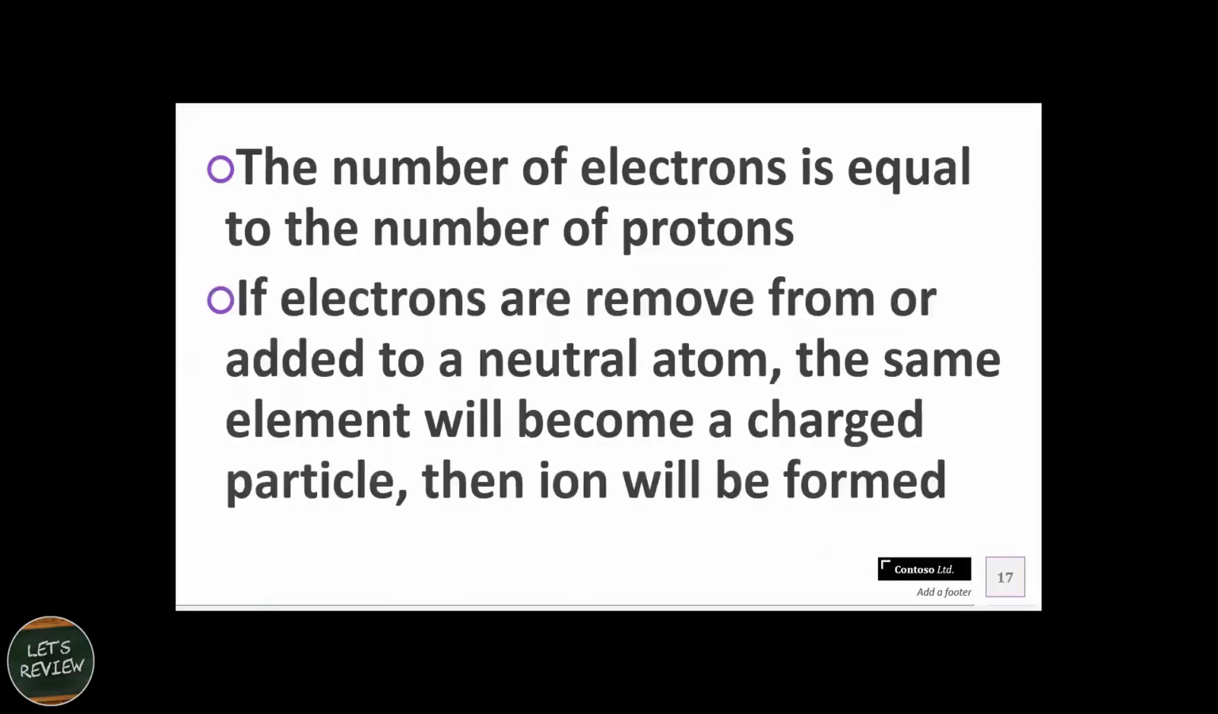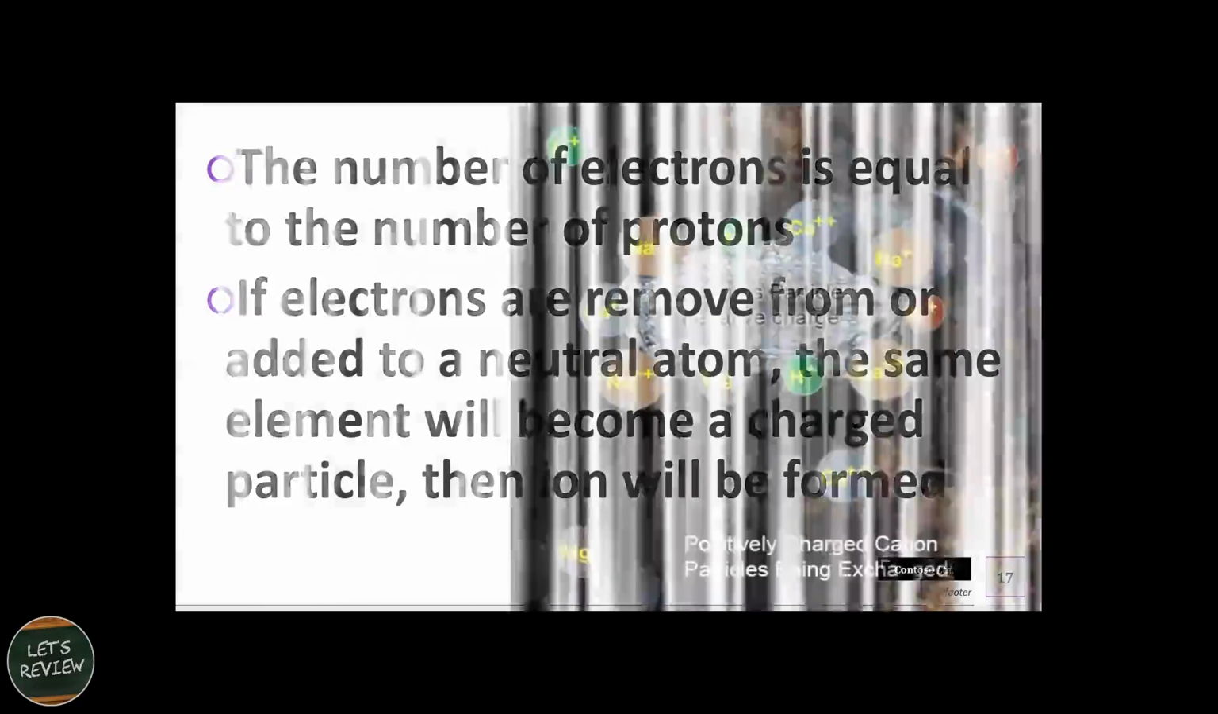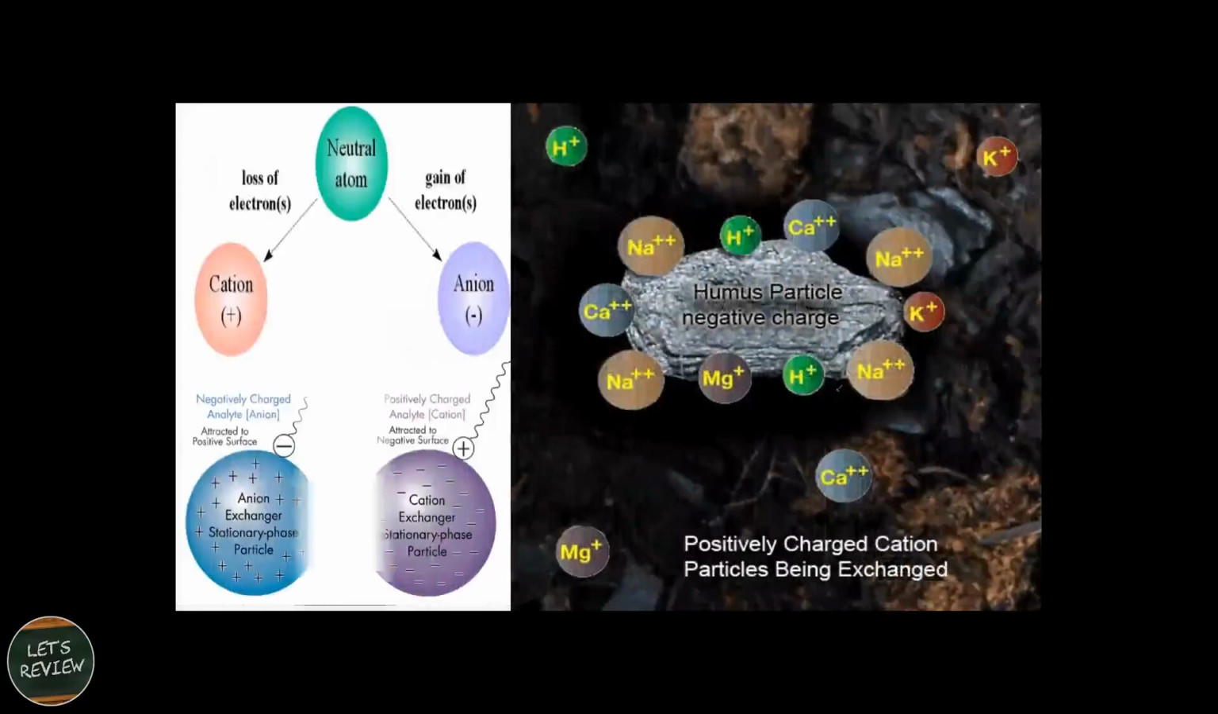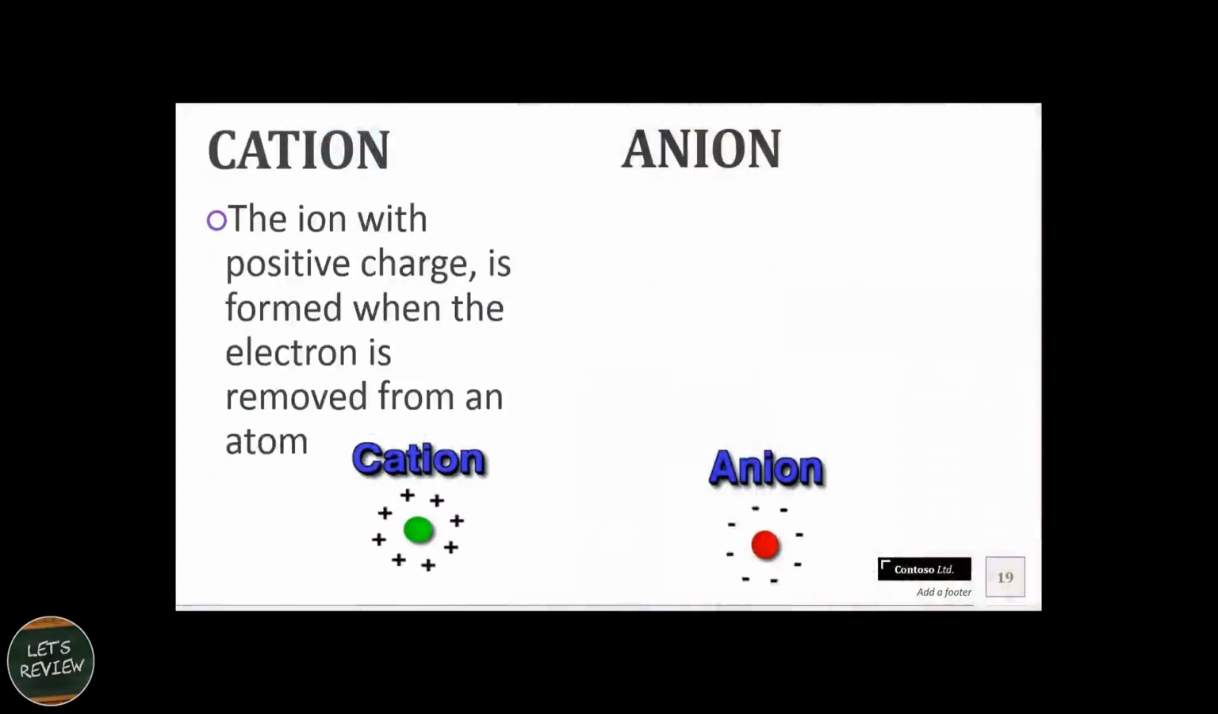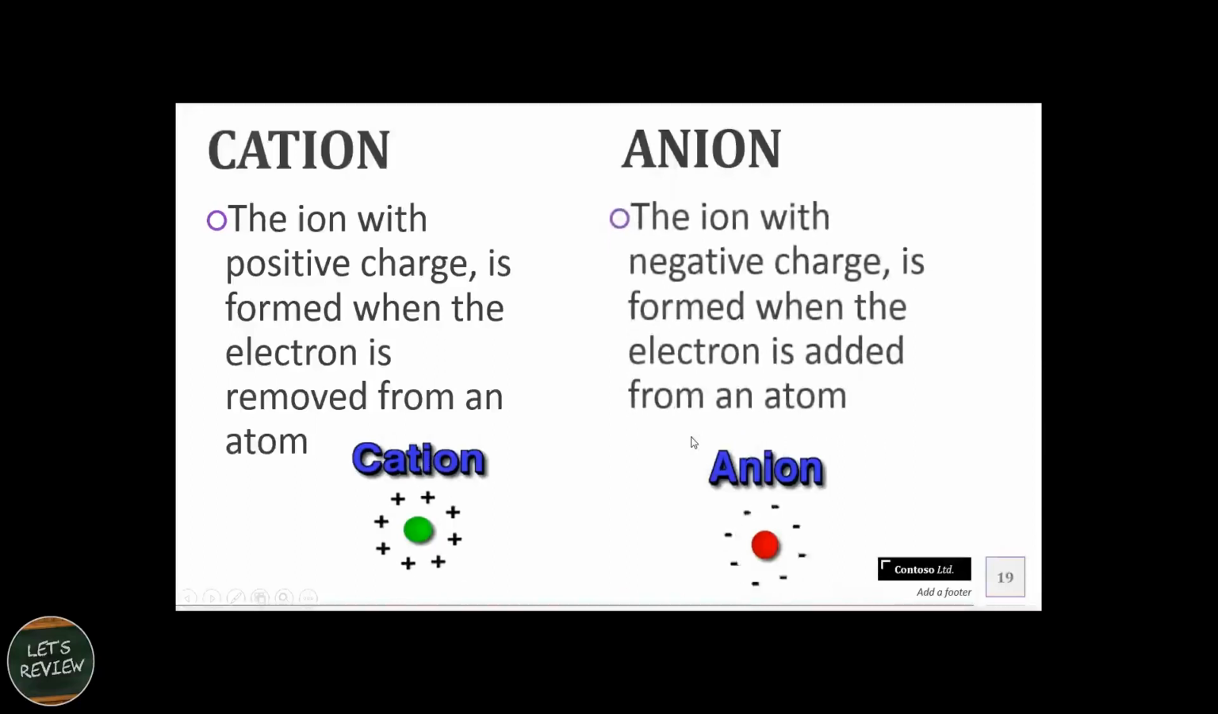If electrons are removed from or added to a neutral atom, the same element will become a charged particle. An ion will be formed, whenever they lose or gain electrons. A cation is an ion with positive charge, formed when an electron is removed from the atom. An anion, with negative charge, is formed when an electron is added to an atom.